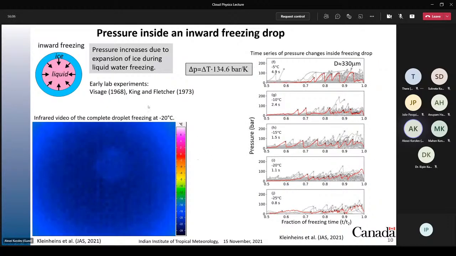So it may freeze inward or outward, depending on temperature and conditions. This high-speed video shows the temperature of the droplet during freezing. What is important is a recent paper published in JAS, coming from the group of Alexei Kiselev.